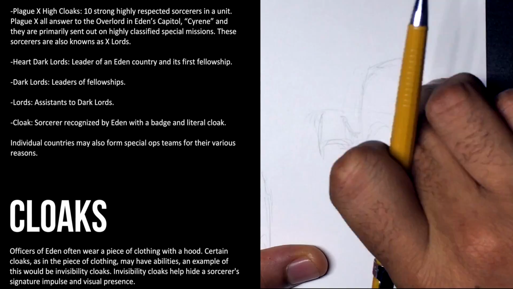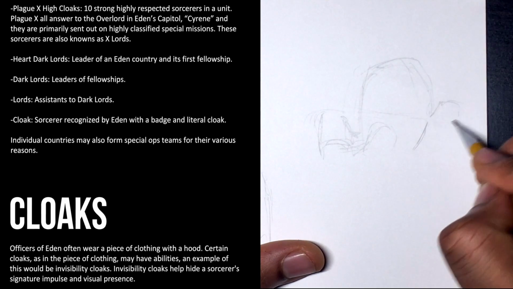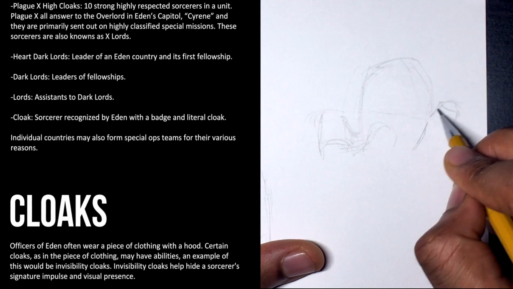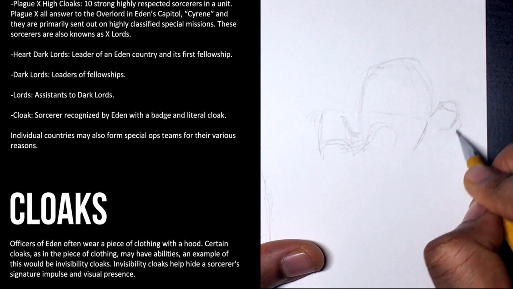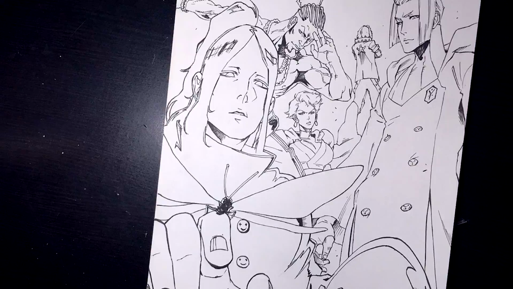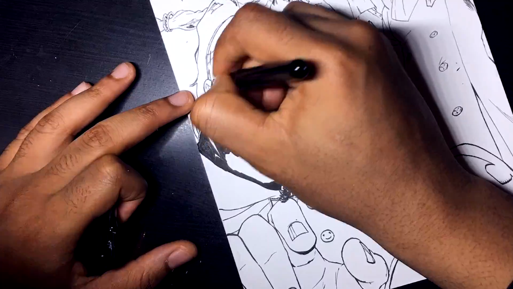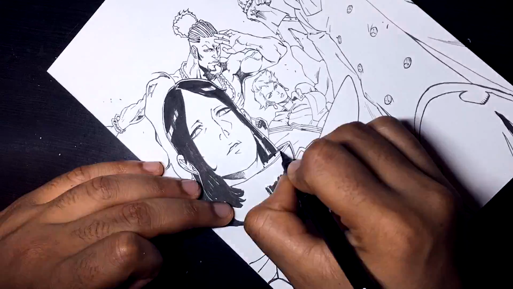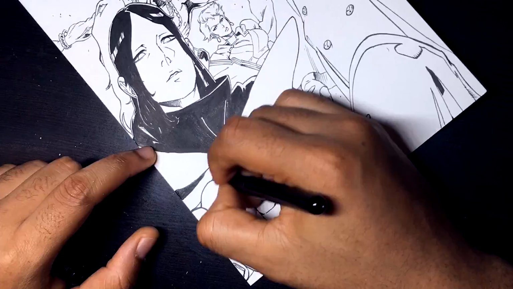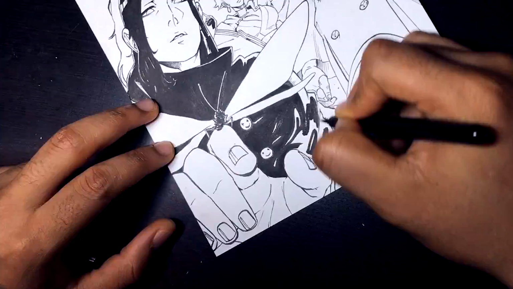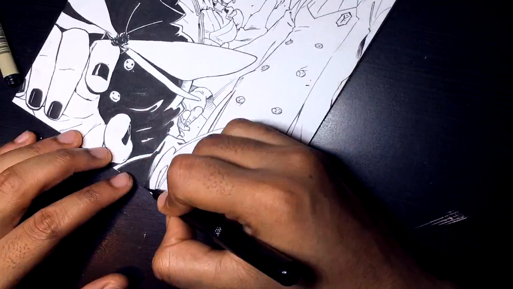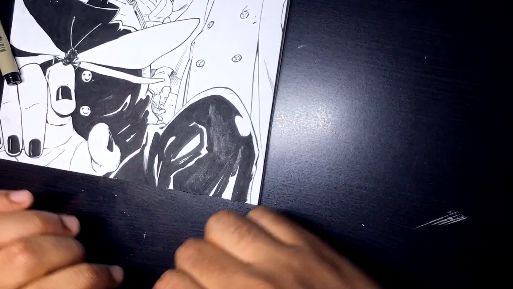We already talked about the Heart Dark Lords, talked about the Dark Lords, and then you have Lords that are assistants to the Dark Lords, and then you have a Cloak, who is just a sorcerer recognized by Eden with a badge and a literal cloak. So these cloaks are what I call the officers of Eden. Individual countries may also form special ops teams for their own various reasons.